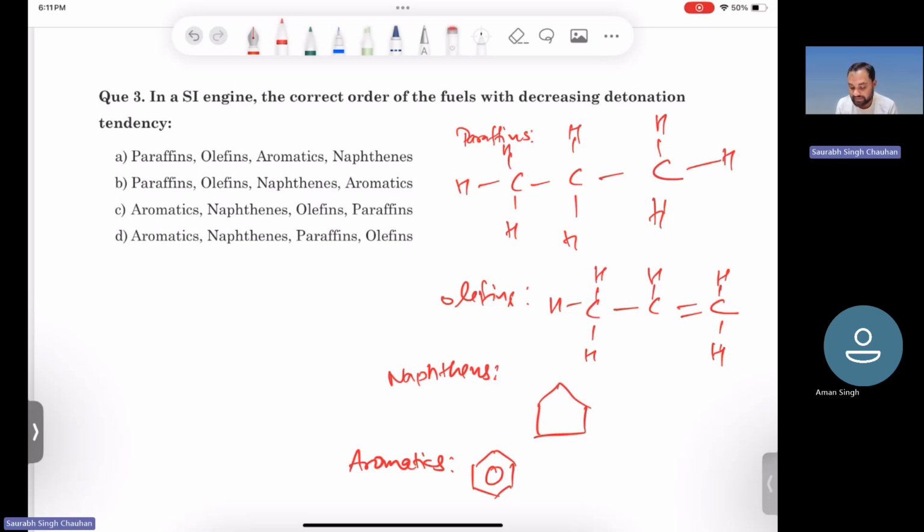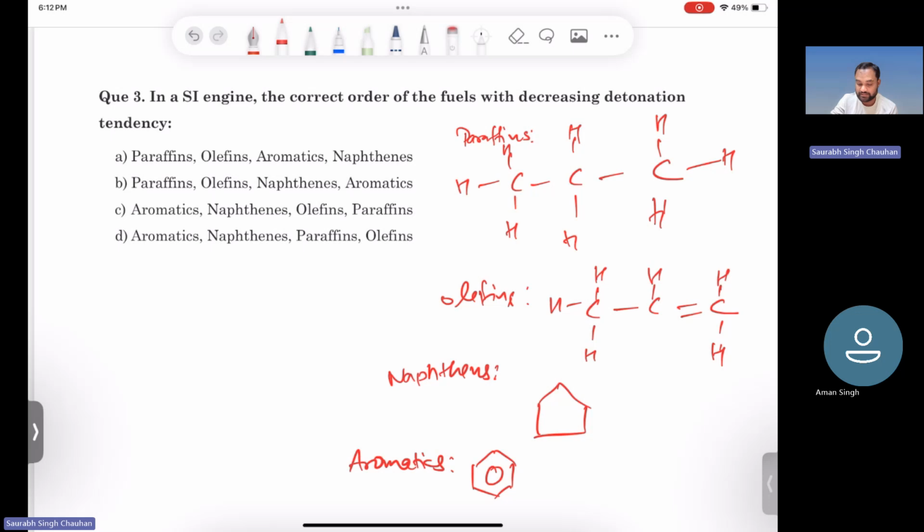So these are certain families of fuels, and we have to tell the order of decreasing detonation tendency. You know that paraffins are most susceptible to auto ignition, right? These can be easily auto ignited, so that is the reason these are the ideal fuels for CI engines. They have long hydrocarbon chains and a lot of sites which can promote auto ignition.